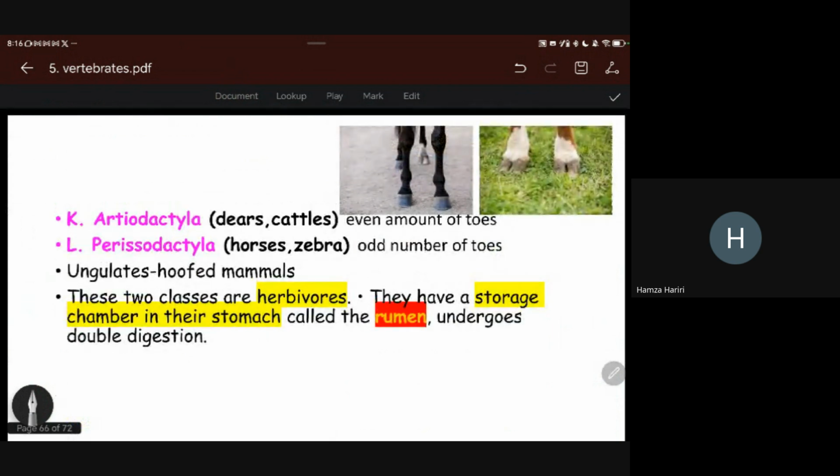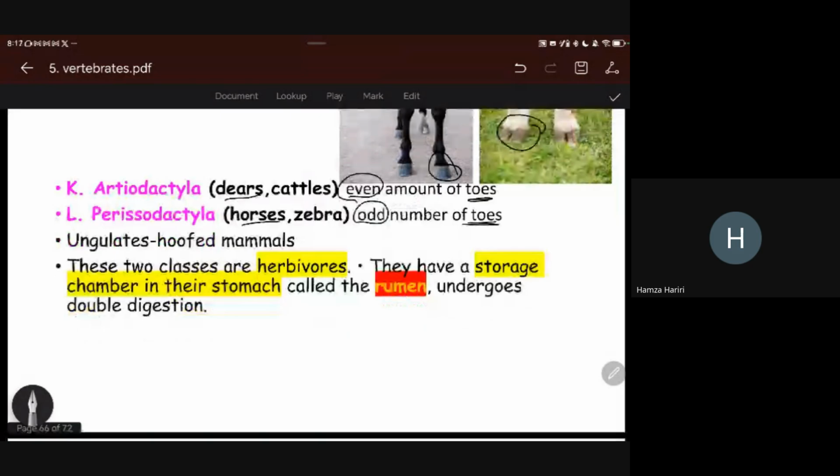Next, we have the Artiodactyla, examples of which are deer and cattle. They have an even number of toes. And the next group has an odd number of toes, like horses. These are the ungulates, the hoofed mammals.